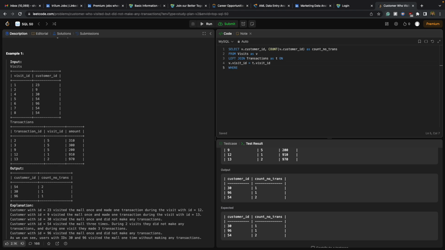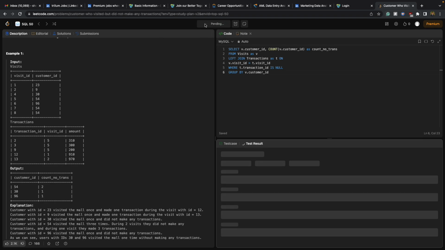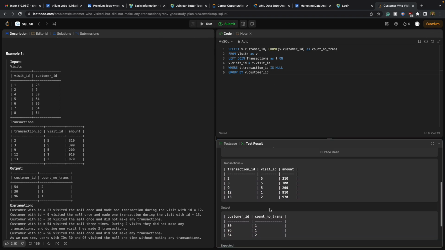And where, this is where we filter customers who did not make any transactions. So this is pretty self-explanatory: where t.transaction_id is null. And then since we want them grouped by customers, we do group by v.customer_id. And yeah, I think this should be it. Thank you.